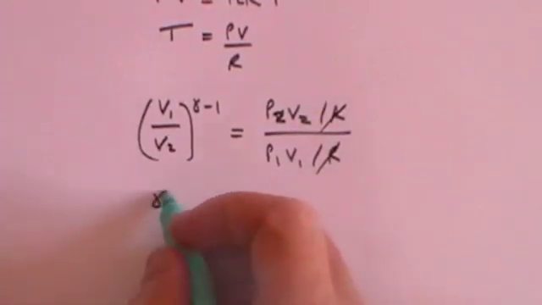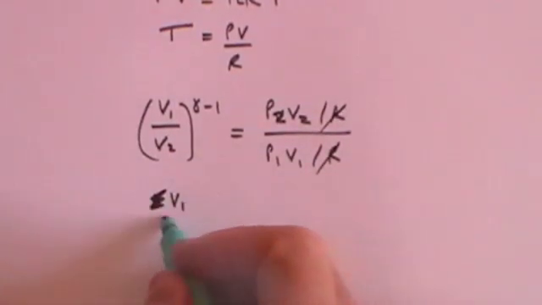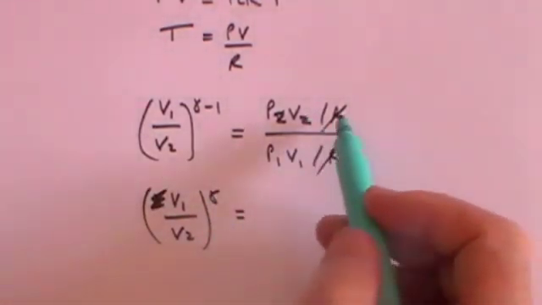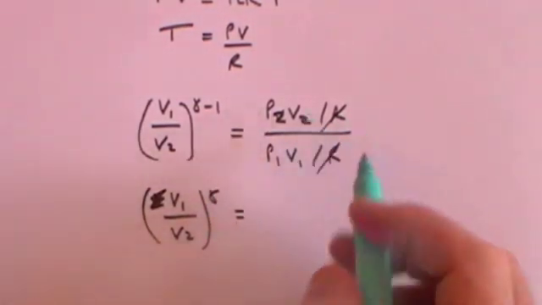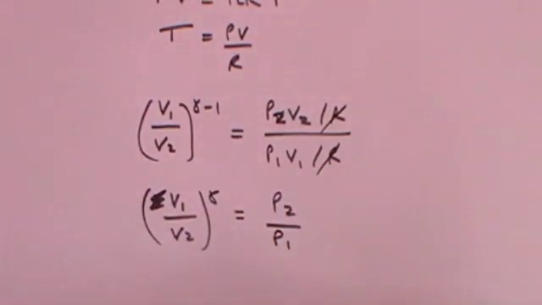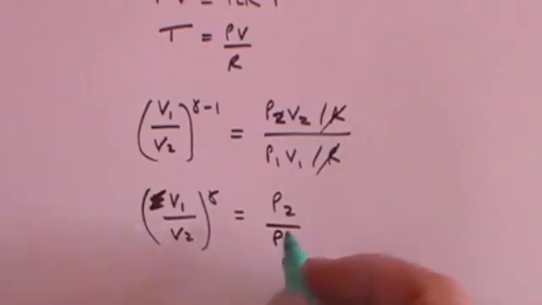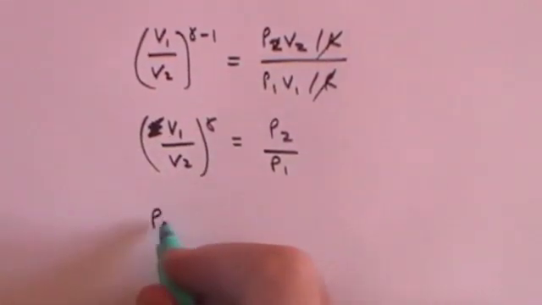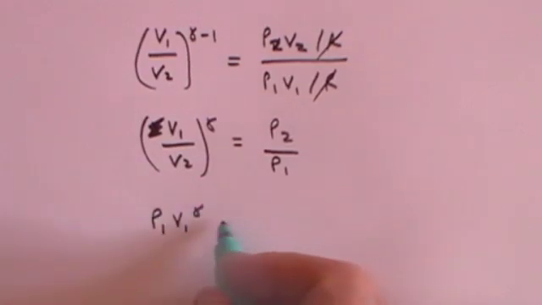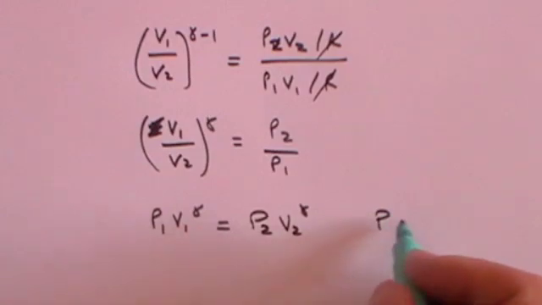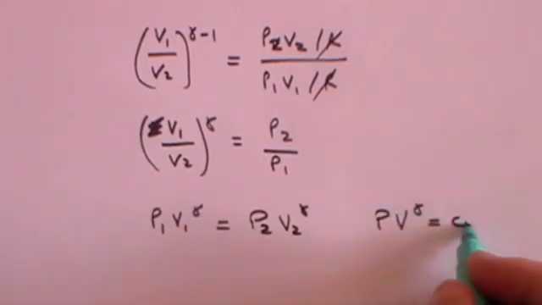So what you end up with is, V1 over V2 to the power gamma is equal to, well, the R's are gone, the V2 and the V1 has gone, so that's now just P2 over P1. And if we multiply that out, top and bottom, what you get is that P1 V1 to the gamma is equal to P2 V2 to the gamma. In other words, PV to the gamma is a constant.